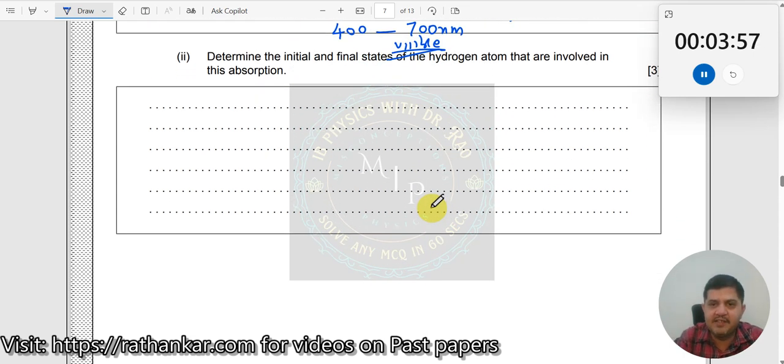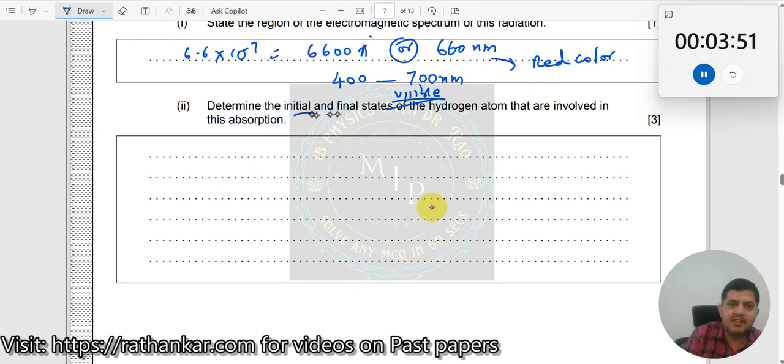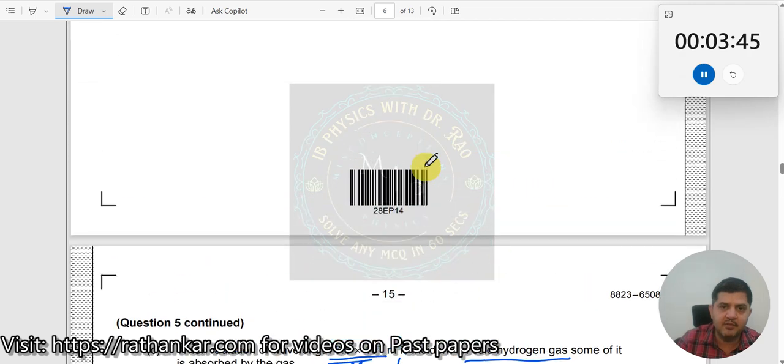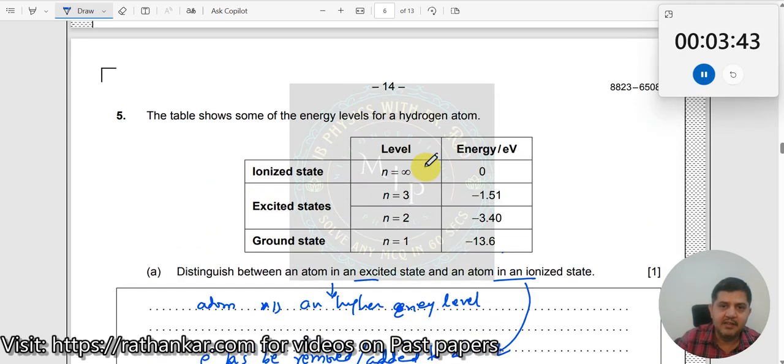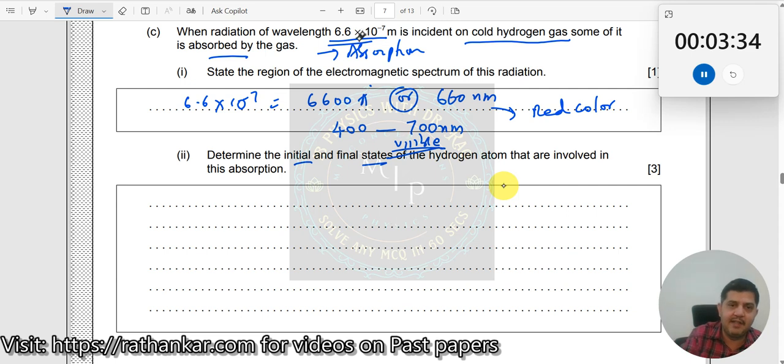Determine the initial and final states of the hydrogen atom that are involved in this absorption. Now, how do we find the initial and final states over here? Let me go back to the table that has been given here. There is n equal to 3, n equal to 2, n equal to infinity, everything is given over here. Energy in terms of electron volts is given here. But we have only the wavelength here. Now what we will do is find the energy difference.